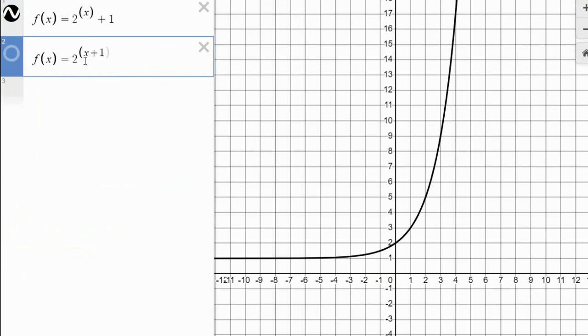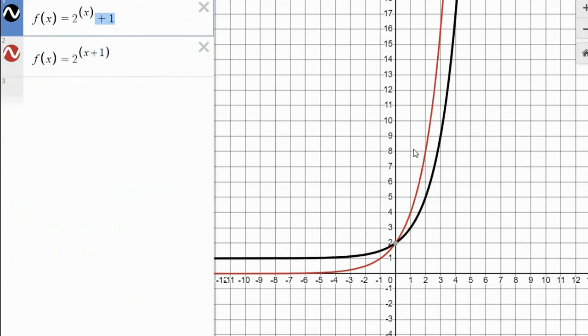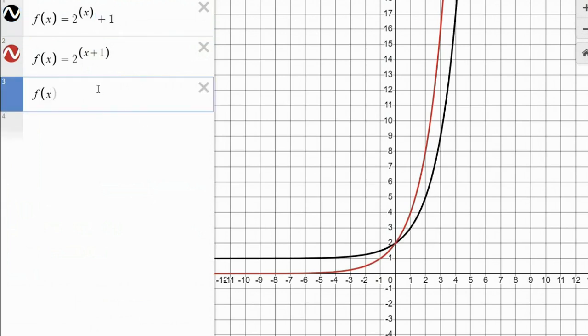Plus 1 up there. See, that's the graph of 2 to the x plus 1, where it shifted it left 1. This shifted it up 1. The black one is shifted up 1. They are different graphs. We can put the original graph on here, I guess.